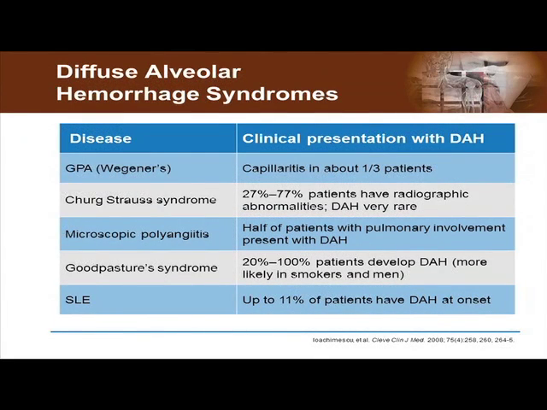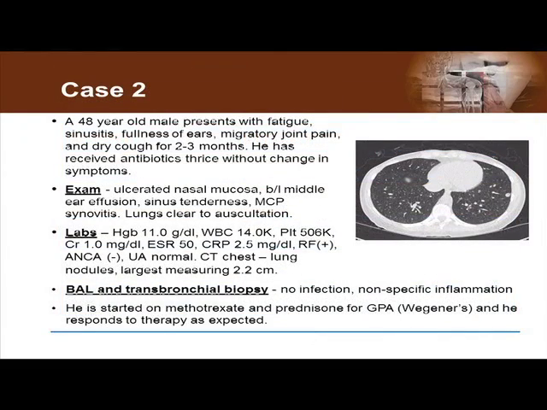When you look at diffuse alveolar hemorrhage syndromes, the common diseases that are associated with this are primary systemic vasculitic diseases such as microscopic polyangiitis or MPA and GPA or Wegener's. It's much less likely to happen in Churg-Strauss syndrome, and other diseases which are associated can be like Goodpasture syndrome and within rheumatology, lupus. Let's look at case 2.